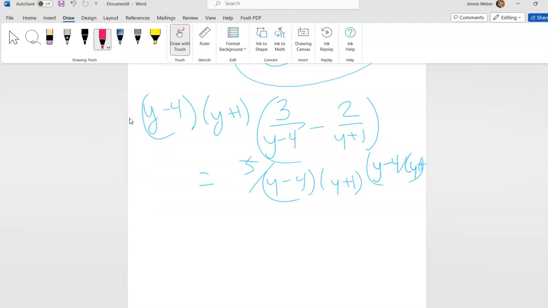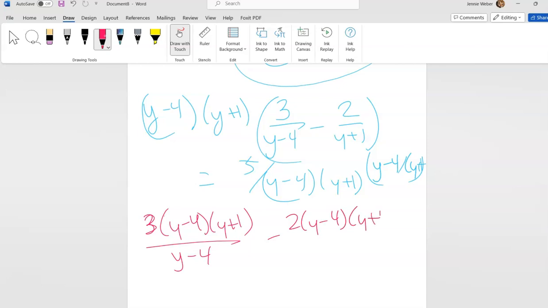So now I'm going to distribute this. This is going to be 3 minus 4, y plus 1, all over y minus 4. Here, 2, y minus 4, y plus 1 over y plus 1. So I'm going to finish up this side because I kind of ran out of room. You can see here, these whole terms can cancel, and that was my goal.